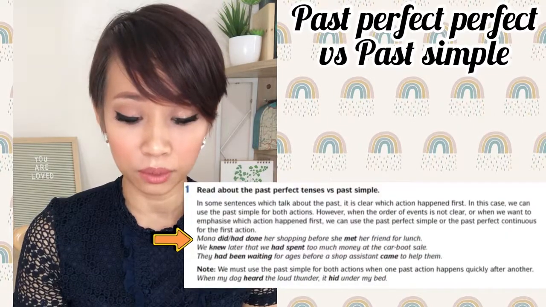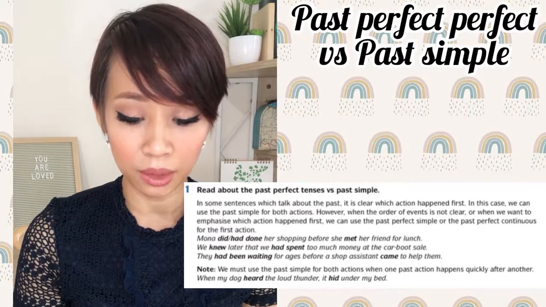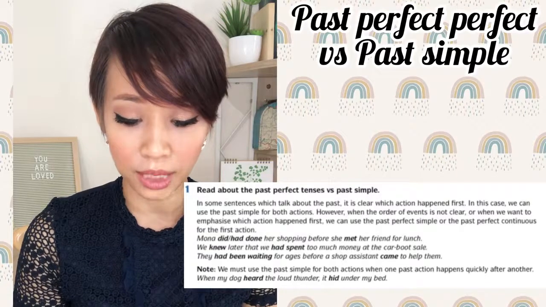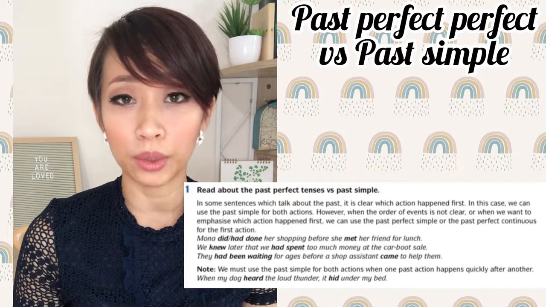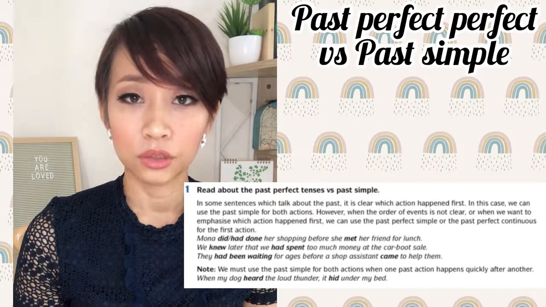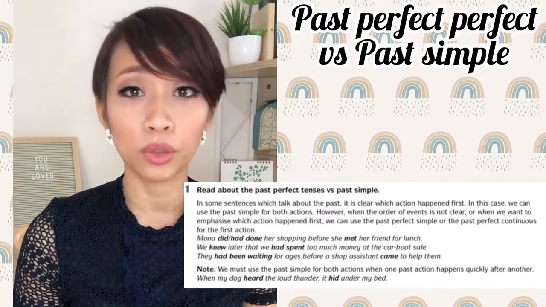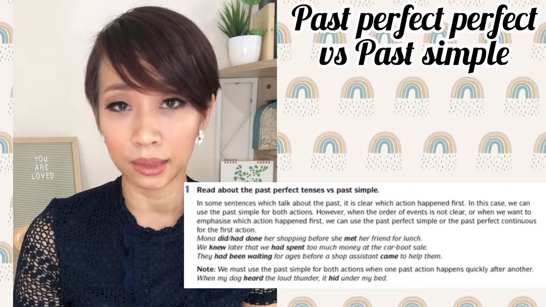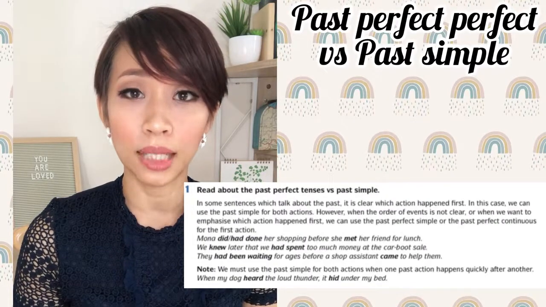For example, Mona did or had done her shopping before she met her friend for lunch. Mona telah siap shopping sebelum dia pergi jumpa kawannya untuk makan tengah hari. So, ada dua kejadian di sini. Mona selesai shopping dan Mona pergi jumpa kawan untuk makan tengah hari. Dan kejadian yang ditekankan di sini ialah Mona telah siap shopping.